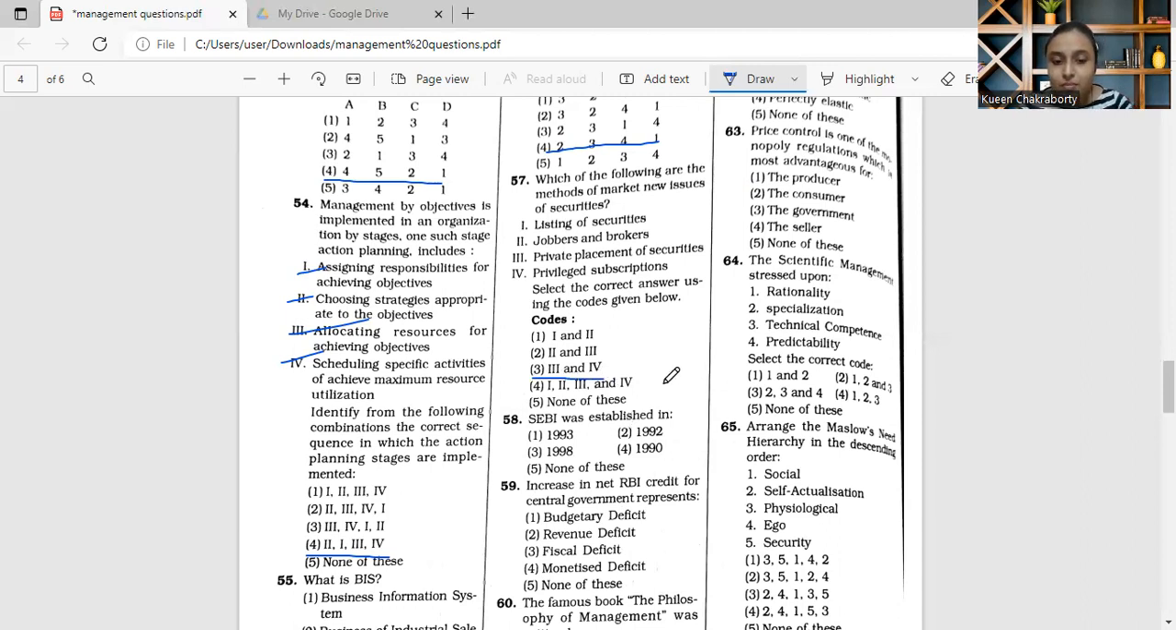Next, moving on to question number 58. SEBI was established in the year 1993, 1992, 1998, 1990, and none of this. Okay. The full form of SEBI is Securities and Exchange Board of India, which is frequently abbreviated as SEBI. It is the regulator for the securities market in India, and it was established in the year 1988 and was given the statutory power on 12th of April 1992 through the SEBI Act of 1992.